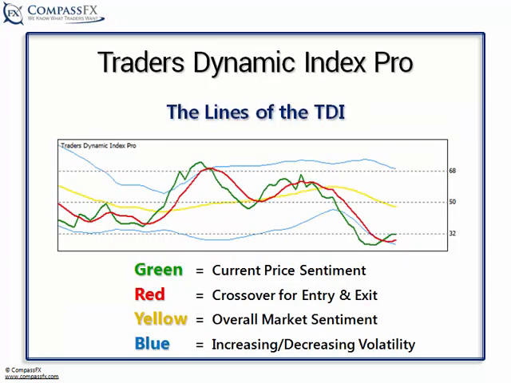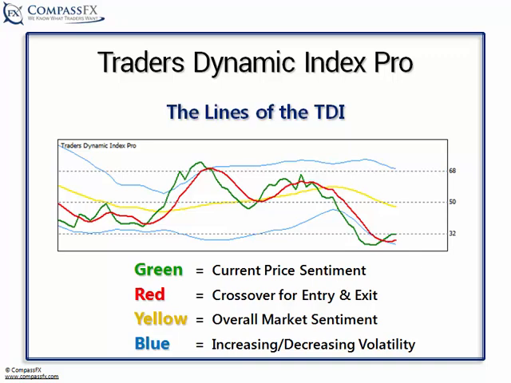To start off our training, I think it's important that you have a good core foundation and understanding of the Traders Dynamic Index Pro. There are 5 lines in the chart. The green line represents current price sentiment. The red line is used as a trade signal line, looking for crossovers of the green line for entry and exit. The yellow line represents the overall market sentiment.